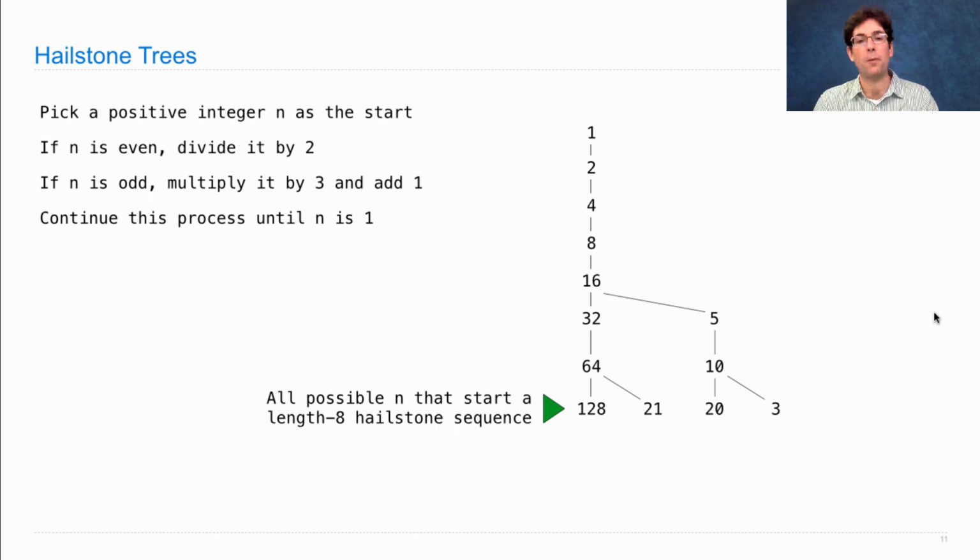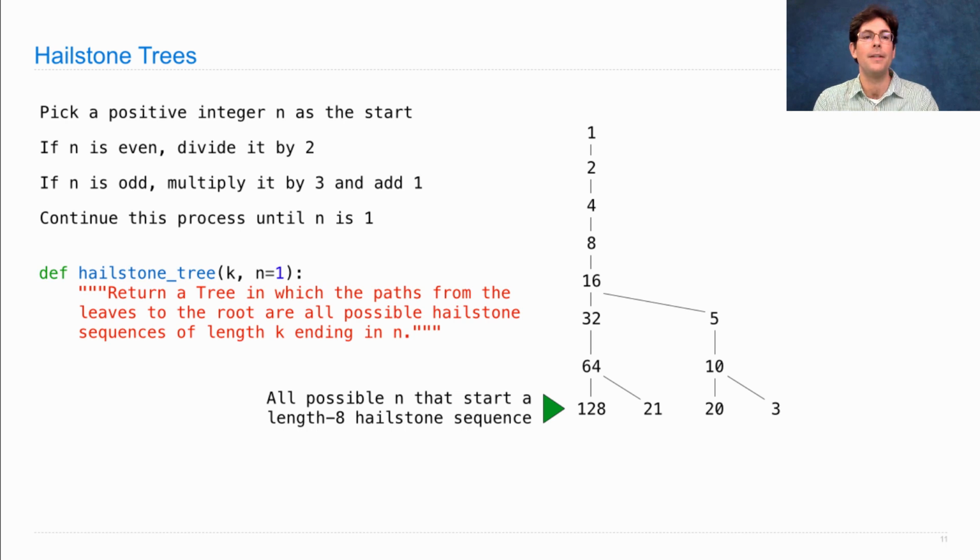Now the nice thing about this representation is it can tell us all the different ways to get hailstone sequences of a particular length. So the example we're going to work through is called Hailstone Tree, which takes a number k and a number n. It returns a tree in which the paths of the leaves to their root are all possible hailstone sequences of length k ending in n.